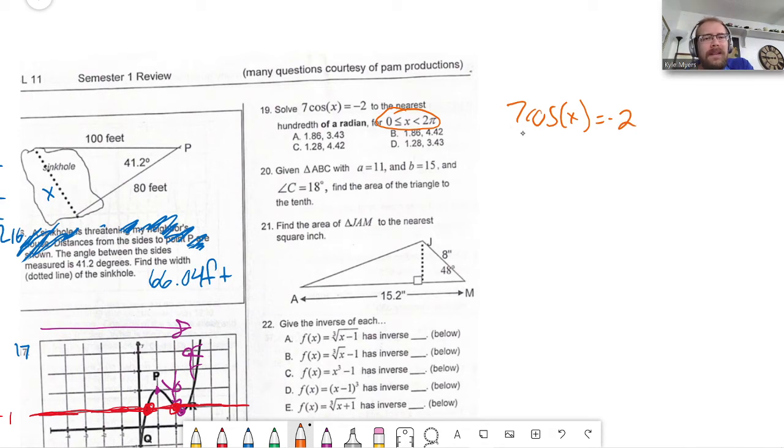I want to get x by itself, so I want to basically do PEMDAS backwards. So I want to try to add or subtract on both sides first, but there's nothing to add or subtract to get x away from some other number. So I'm going to skip to multiplying and dividing something on both sides. Boom. So cosine x is equal to -2/7.